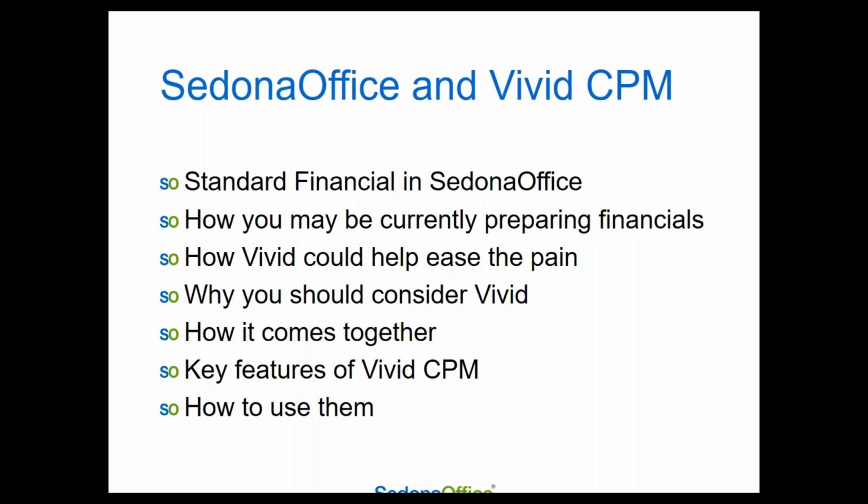Let me give you a little synopsis of what we'll be talking about today. What you see on your screen is what we'll be discussing, but I want to give you a little bit of background on me. My name is Bob Escara. I am a CPA. I live in California. I've been a CPA for 26 years.